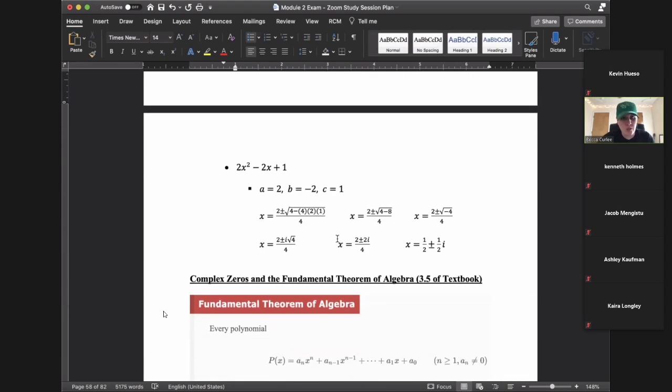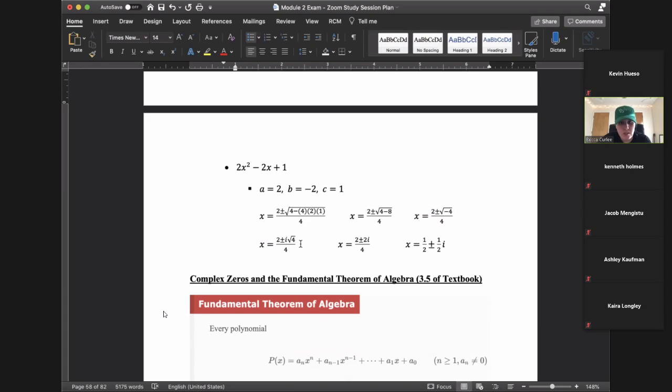So we've got 2x squared minus 2x plus 1. We've got a equals 2, b equals -2, c equals 1. We plug it all into the quadratic formula. Then we've got 2 plus or minus the square root of -4 after we subtracted everything, over 4. Then we take that i and pop it outside of the radical, so we've got 2 plus or minus i square root of 4 over 4.